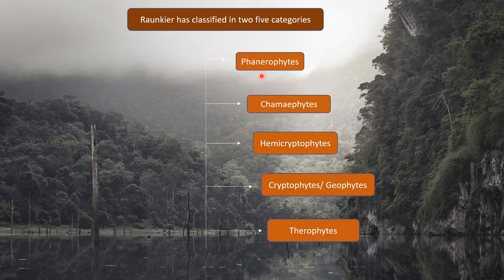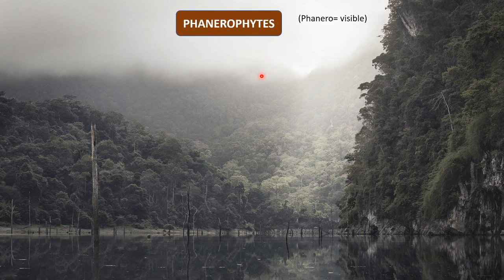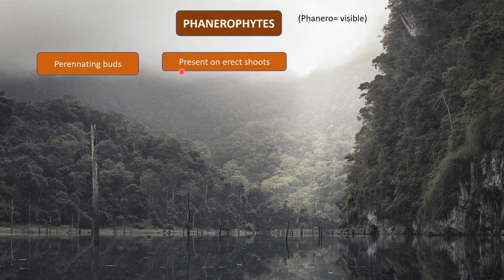So let us first understand phanerophytes. Phanero means visible. That means the perennating buds that we are talking about would be visible. We can see them. So these are phanerophytes. Here the perennating buds are present on erect shoots, on the very erect, straight shoot, and as they are present on the erect shoot, these are least protected. They do not have much protection because they are exposed to the outer environment.